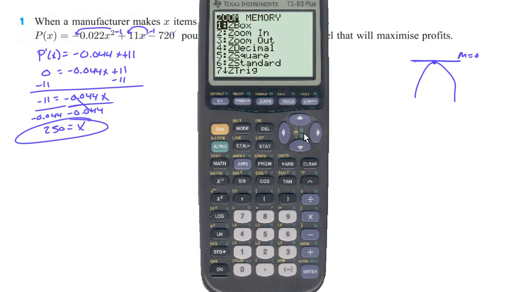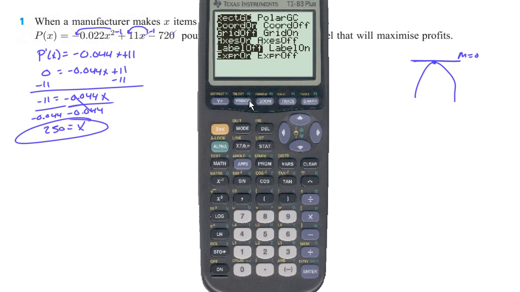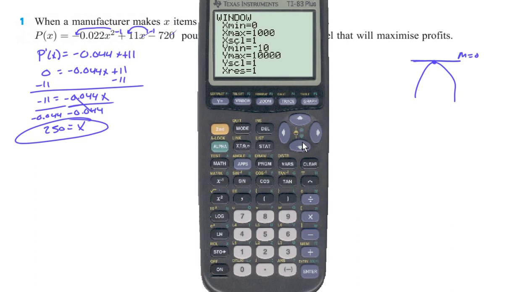Just for good measure here. Oops, I keep pushing the wrong button. Second zoom. Nope, just plain old window. That's what I wanted. My max, you could barely see the blip, so let's just turn that back into 1,000 instead. And then that just looks a little nicer.